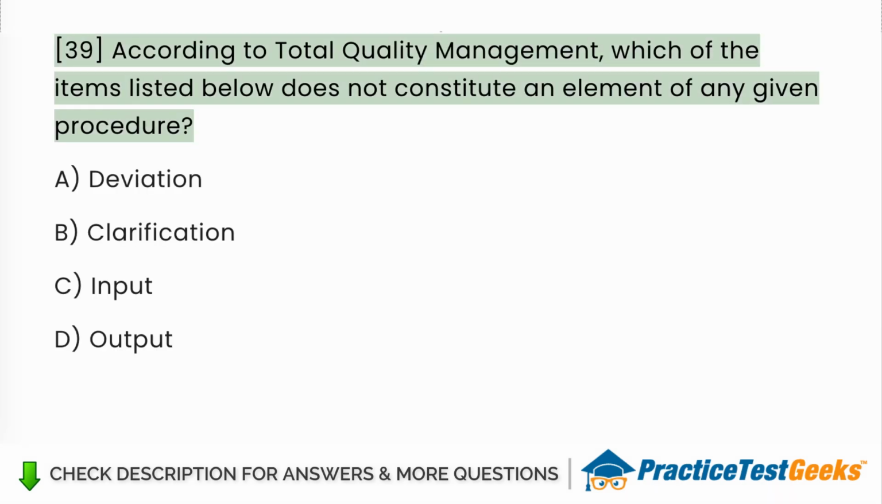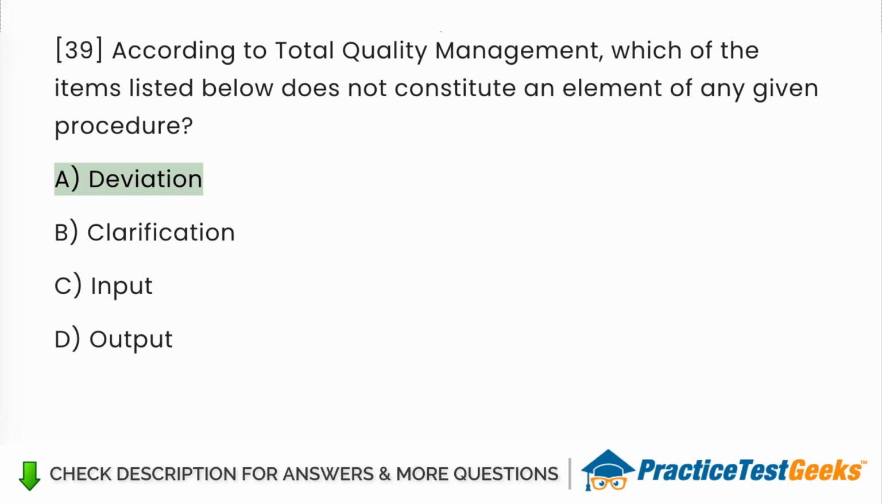According to Total Quality Management, which of the items listed below does not constitute an element of any given procedure? A. Deviation. B. Clarification. C. Input. D. Output.